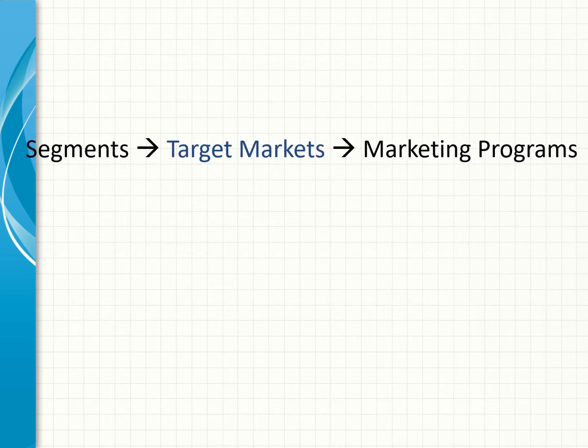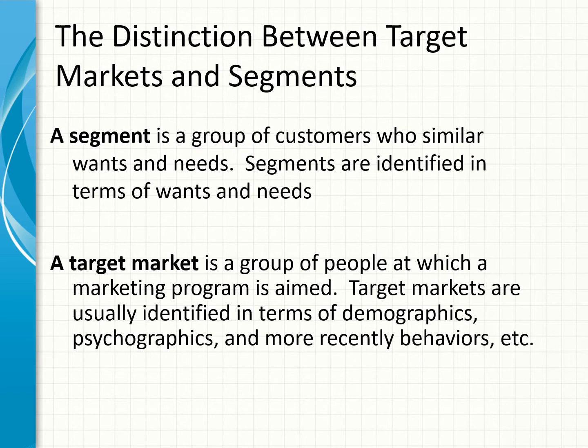Now, the idea here is that segments lead to target markets, and those target markets then lead to marketing programs. So we identify homogeneous groups of demand, then we identify target markets, and we then identify marketing programs to focus on reaching those segments by focusing on specific target markets. Now, your book does a very poor job of this, and in fact most textbooks do, of the distinction between target markets and segments. And in fact, your book takes the position that target markets are simply selecting a segment and then marketing to it. That is absolutely wrong, period.